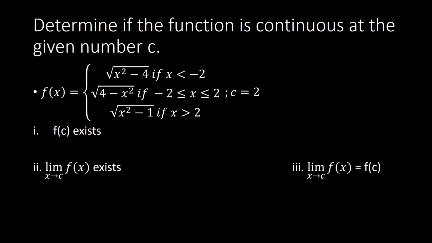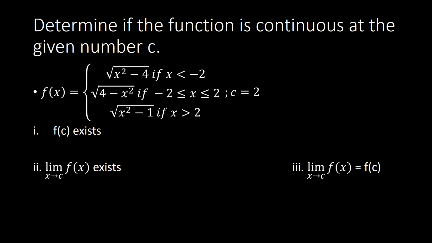Let us try to determine if the function is continuous at the given number c, for f of x equal to square root of x squared minus 4 if x is less than negative 2. F of x is equal to square root of 4 minus x squared if x is greater than or equal to negative 2 and x is less than or equal to 2. F of x is equal to square root of x squared minus 1 if x is greater than 2.